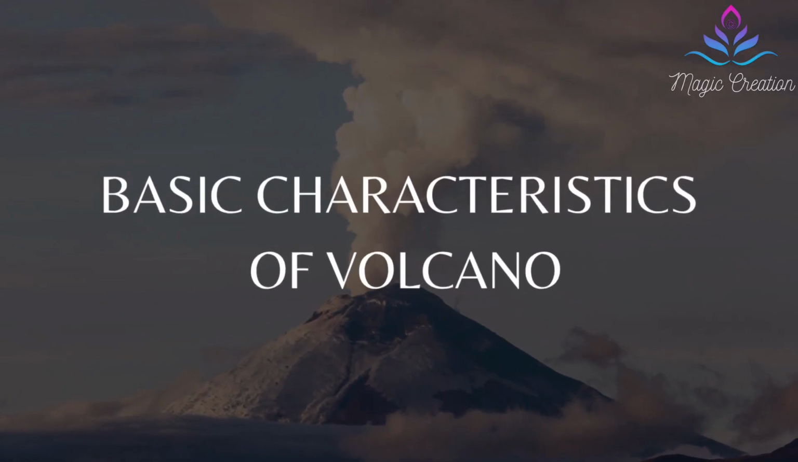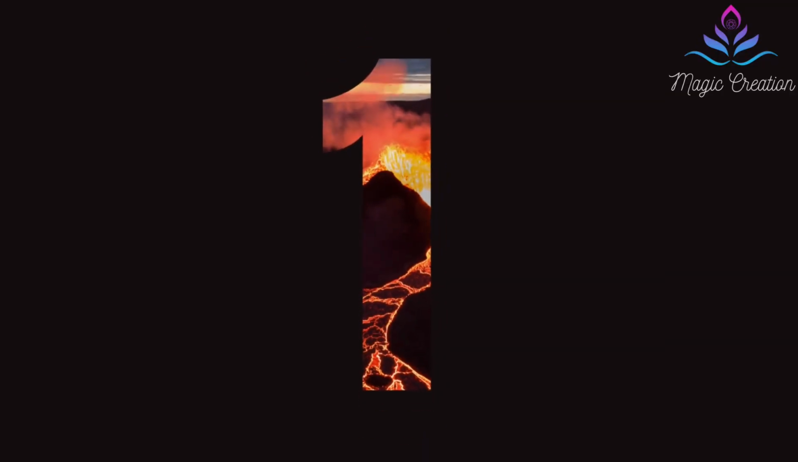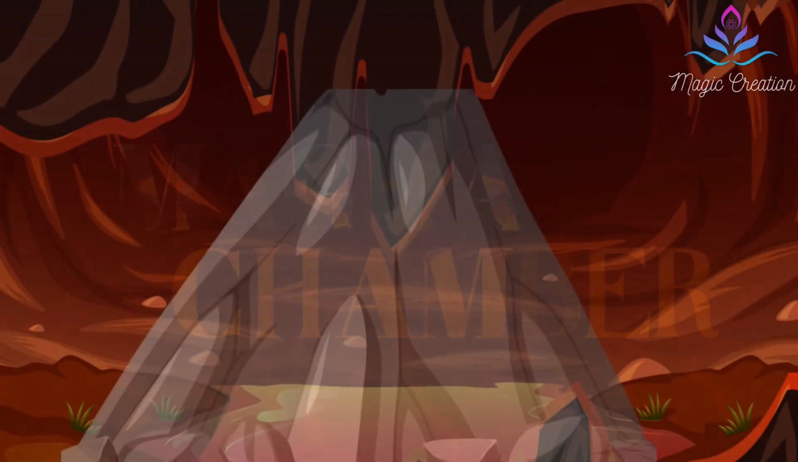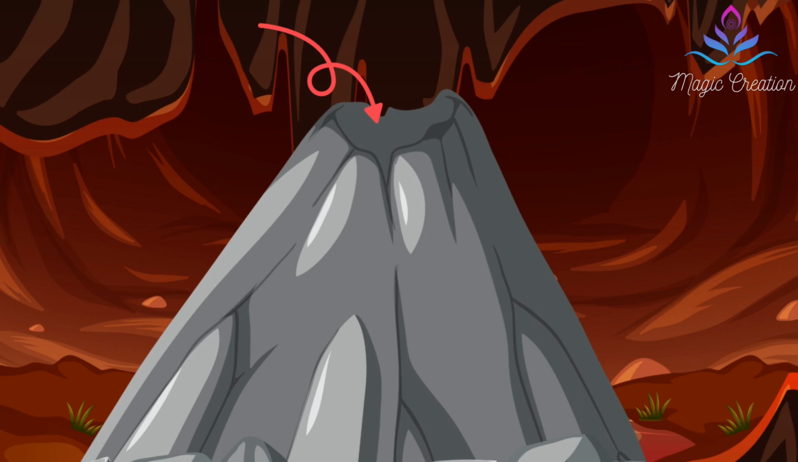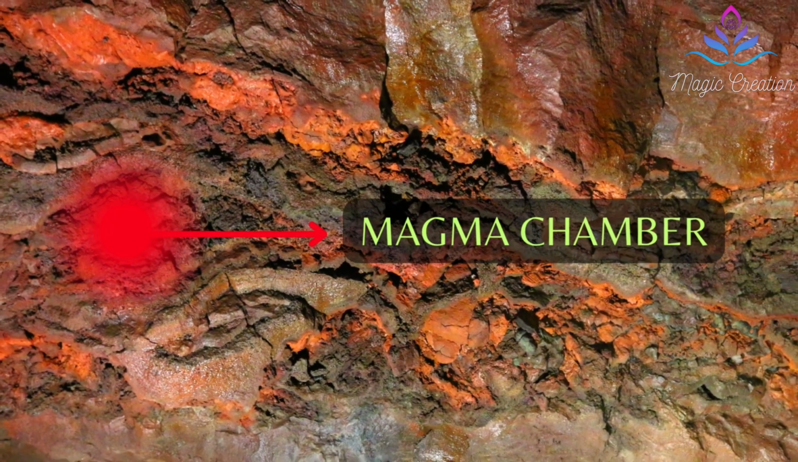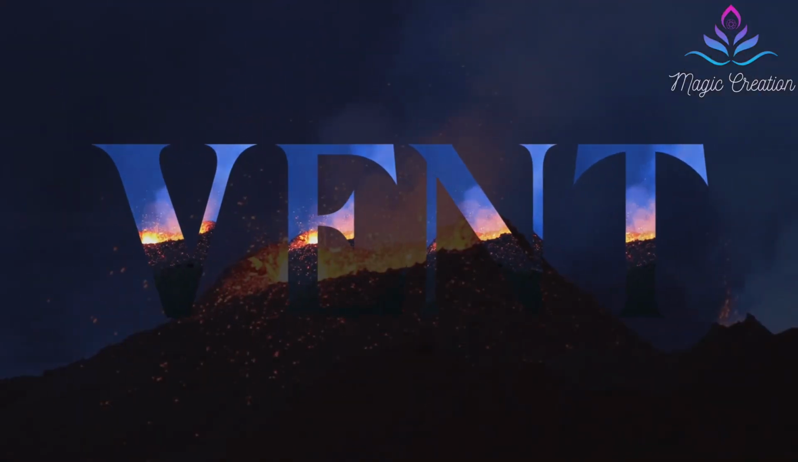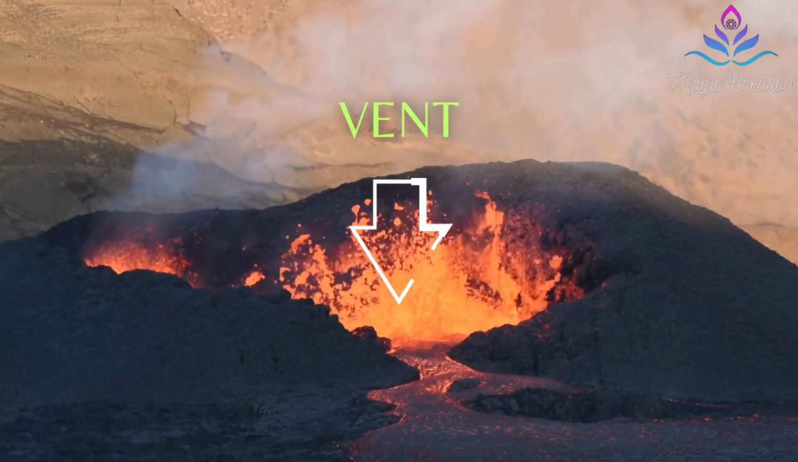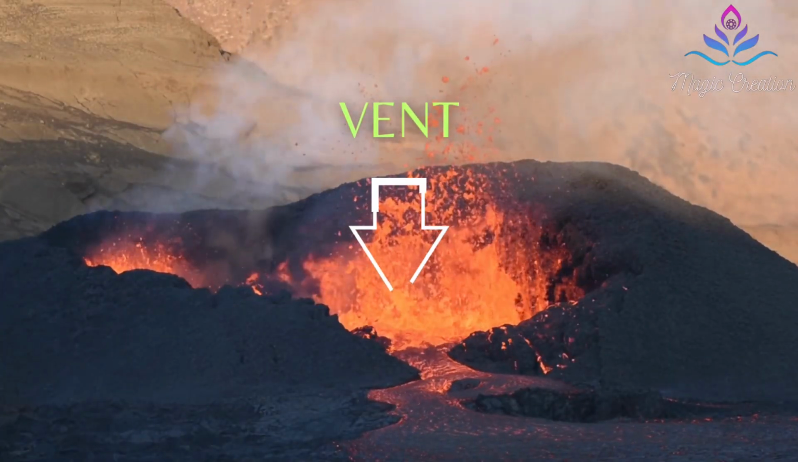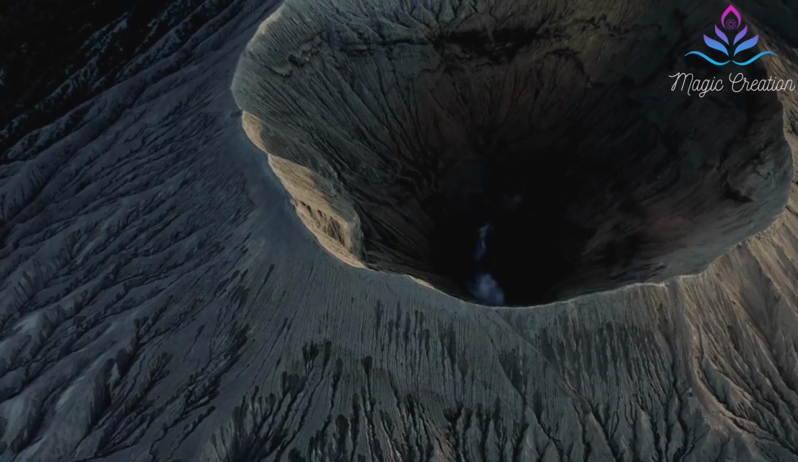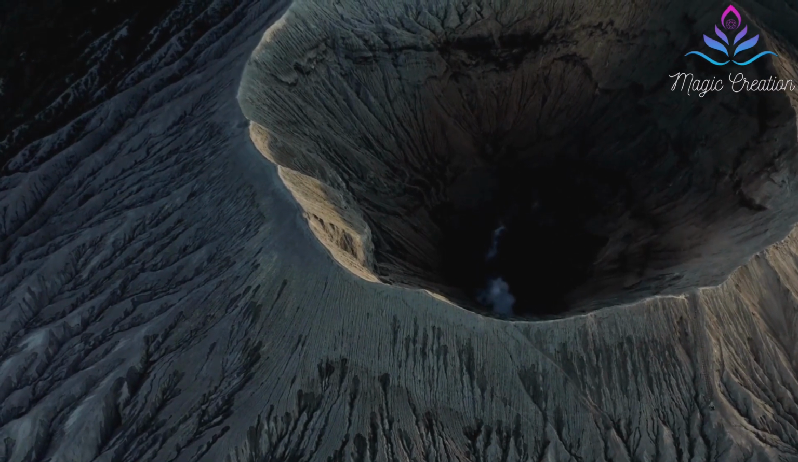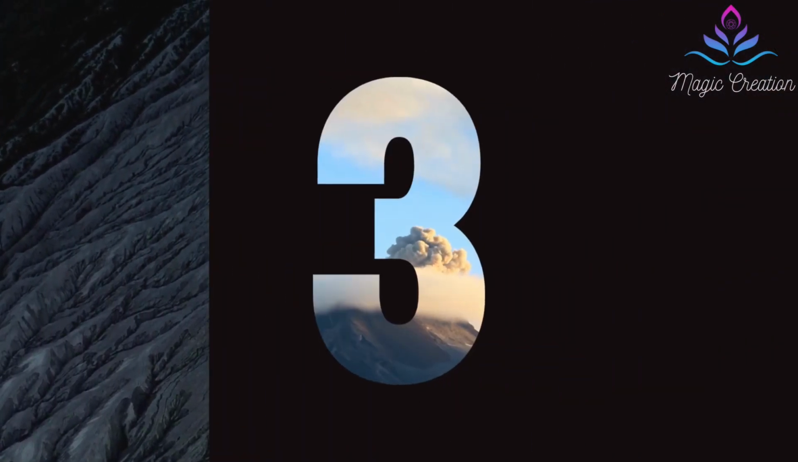Basic characteristics of volcanoes. 1. Magma chamber. Below a volcano, there's a reservoir of molten rock called a magma chamber. This is where the magma accumulates before it's pushed to the surface during an eruption. 2. Vent. The opening through which magma, ash, and gases are expelled is called the vent. It can be a crack in the Earth's surface or a hole at the top of the volcano.